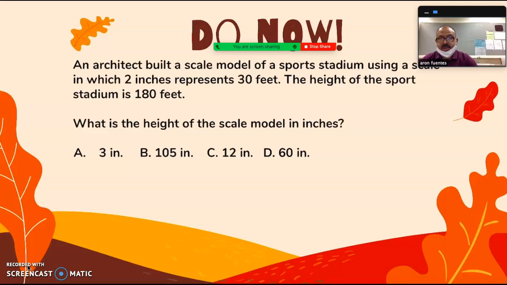At this time, I need you to take out a pencil and paper and pause the video for a few minutes while you solve the following problem, please.